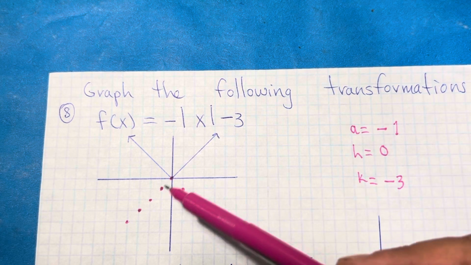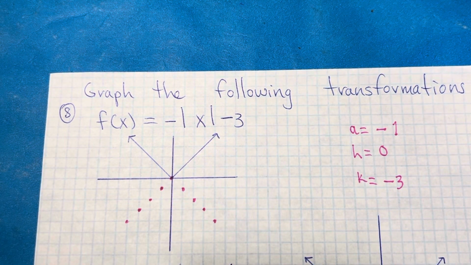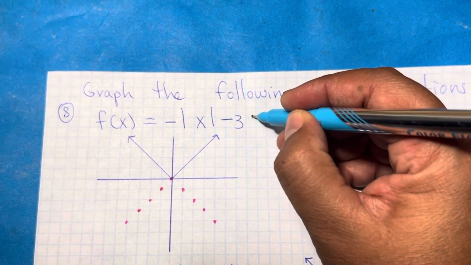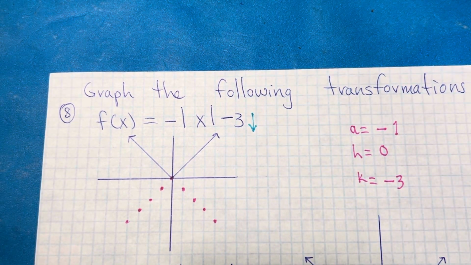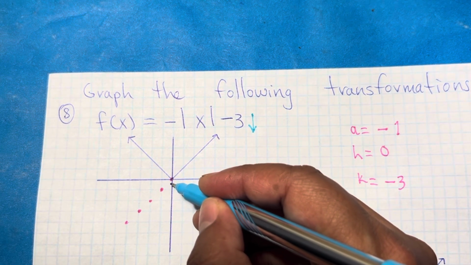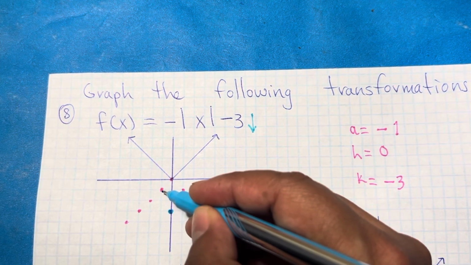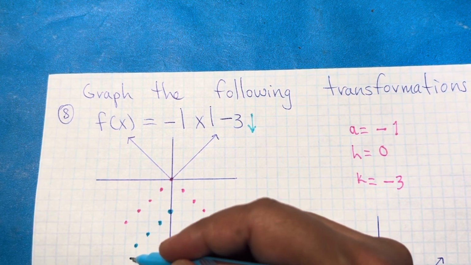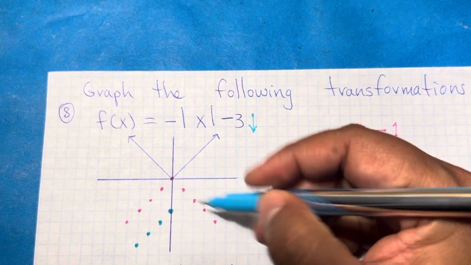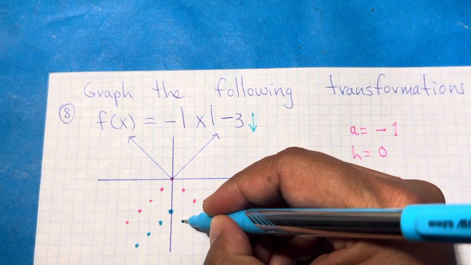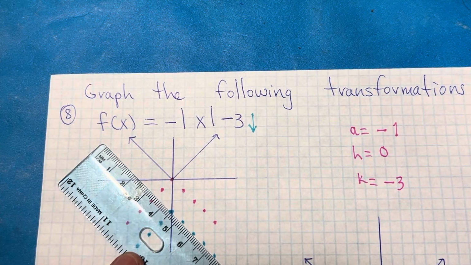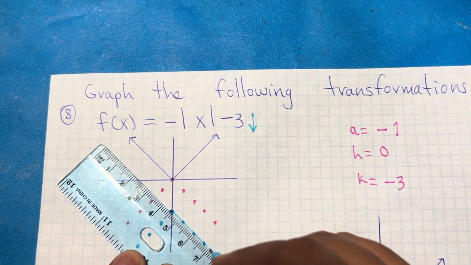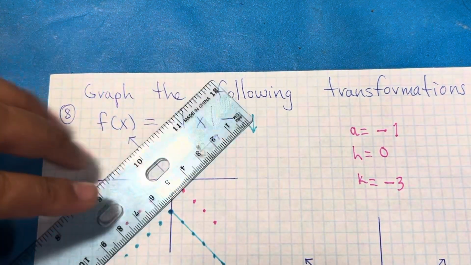We made that, so those points are not the final graph. We still need to do this translation. This translation tells me that it goes down. It's a vertical translation, 3 units down. That means that every point is going to go down 1, 2, 3 spaces. Or you can just say, oh well, it's just a copy of that by going down, so you just go from corner to corner. That's my final graph, so I'm able to connect the points.